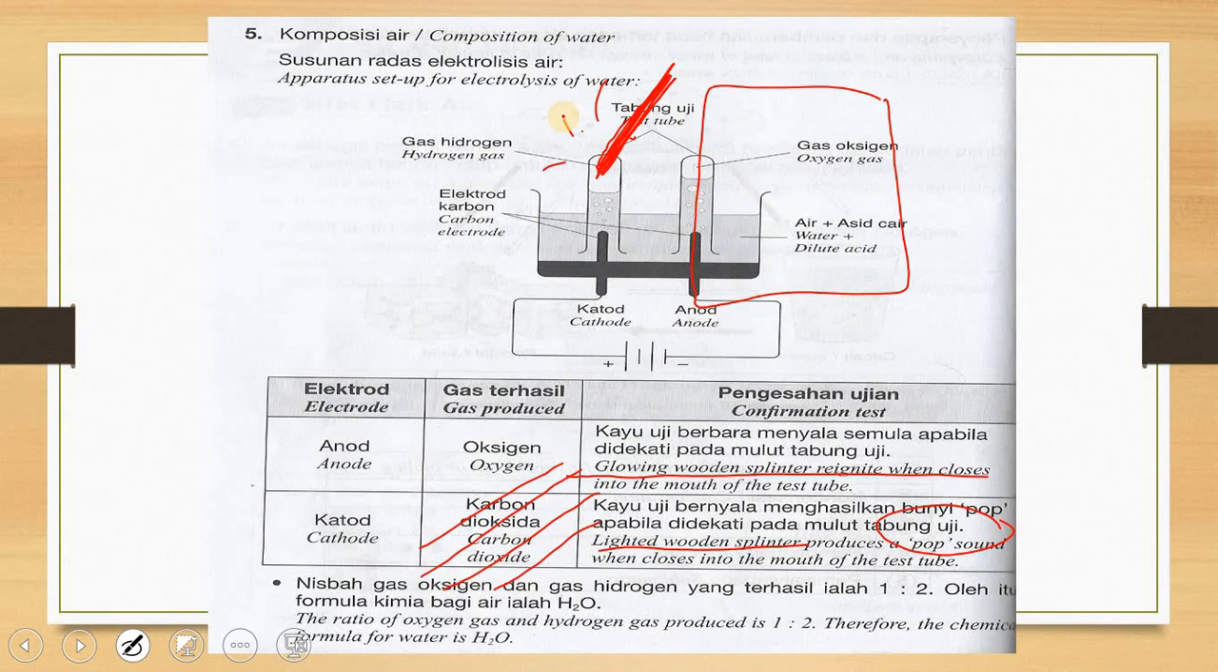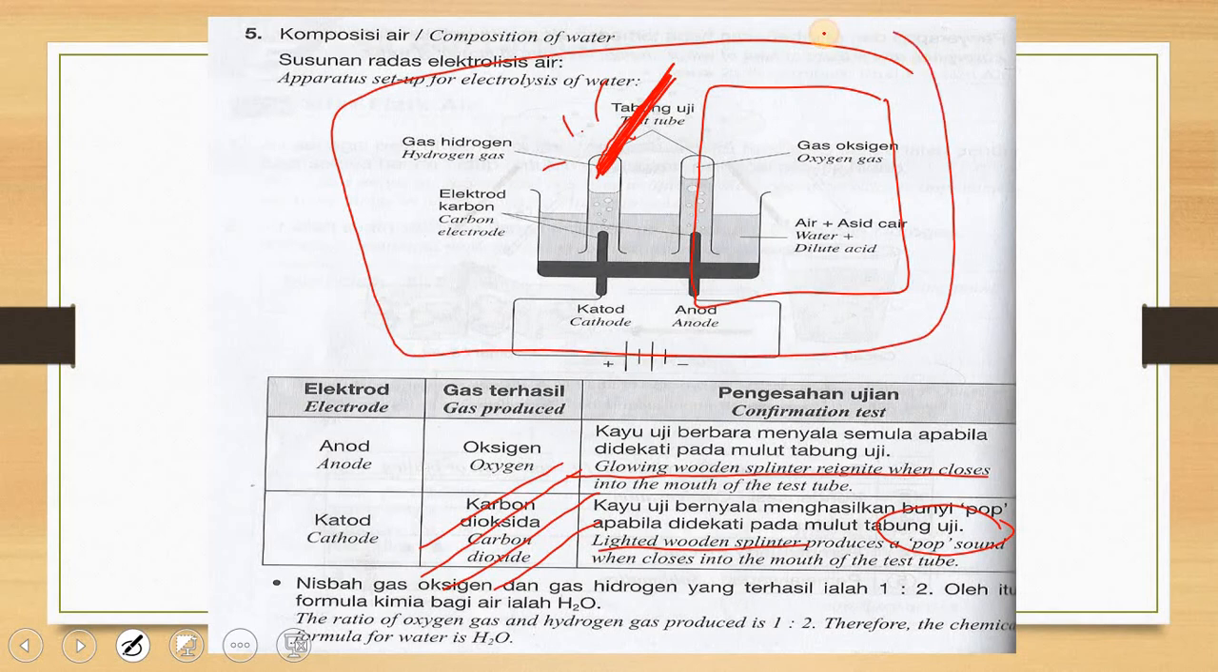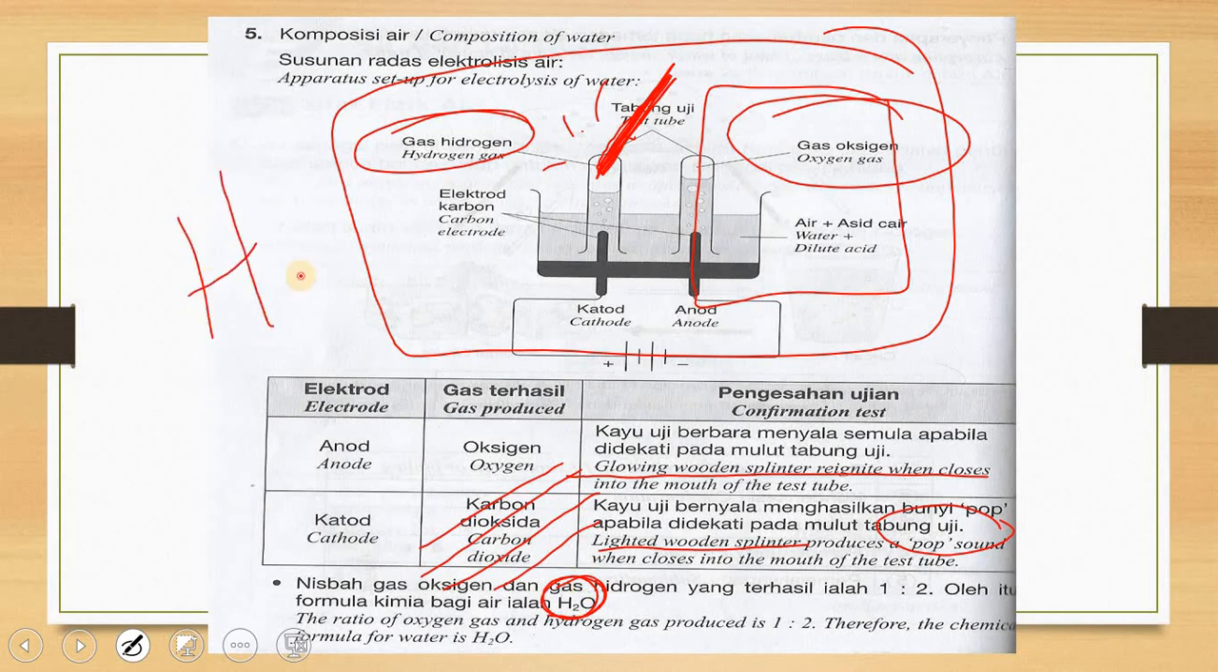So from this electrolysis of water, we have separated the hydrogen gas and also oxygen gas. We know inside the water we have H2O, right? So the ratio would be 1 to 2. That's the ratio. 1 oxygen gas is equivalent to 2 hydrogen gas.